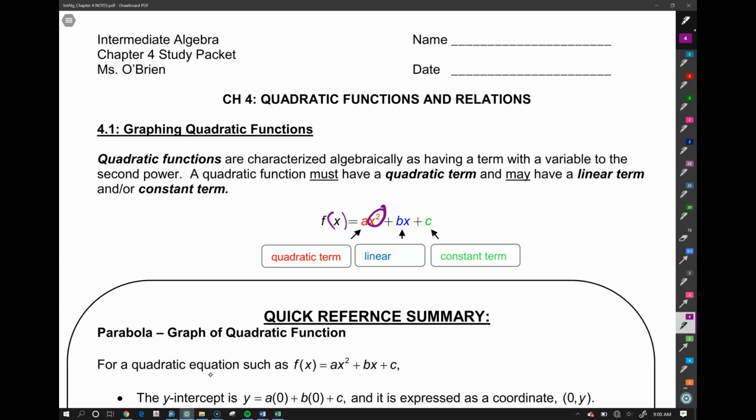So I have it drawn out for you. The linear term is literally the one with just an x to the first power, and then a constant term is just a number. But in order for it to be a quadratic, it must have an x squared term. If the x squared term was not there, it would just be linear, because it would just be y equals mx plus b. But to be quadratic, it has to have that x squared.